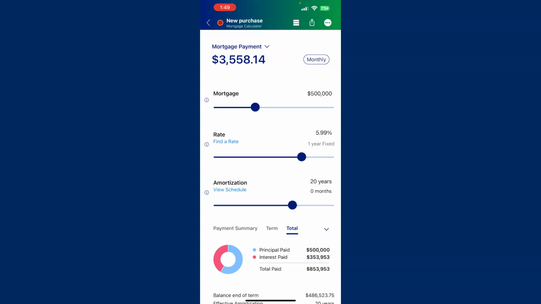If you increase the amortization, say to 25 years, the payments go down, but interest goes up. Same if you push this out to 30 years, which is the maximum in Ontario. Obviously, interest paid goes up over the term of the loan, but the payments go down. So you can play with that.